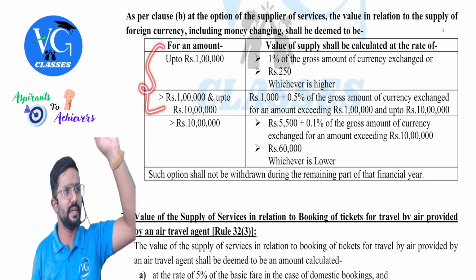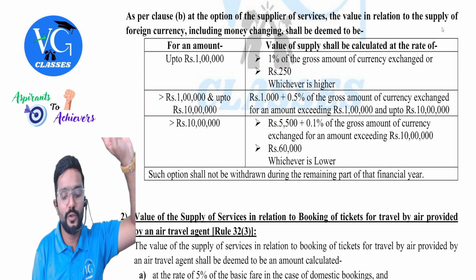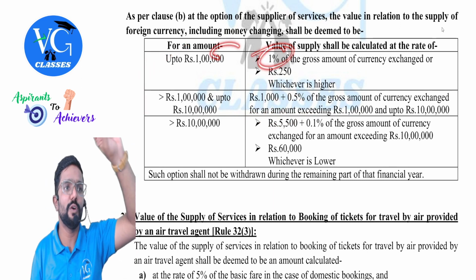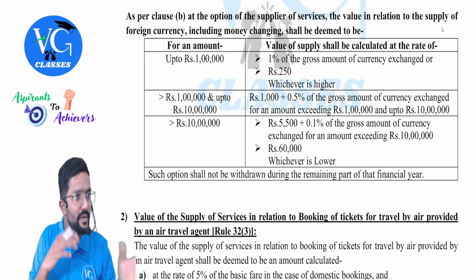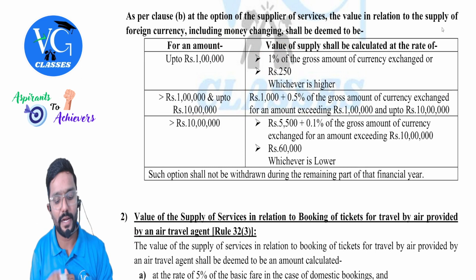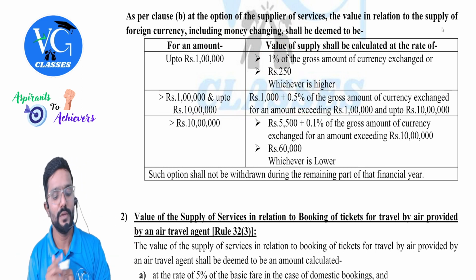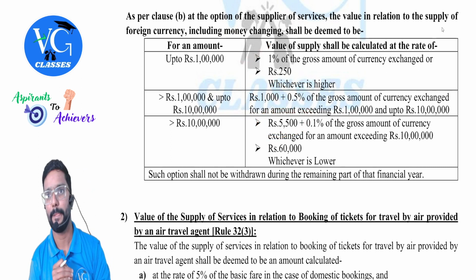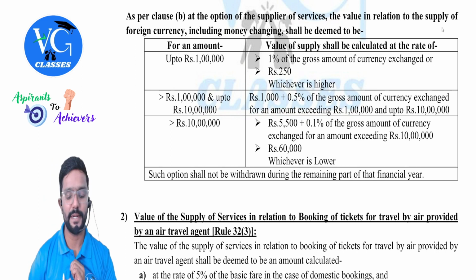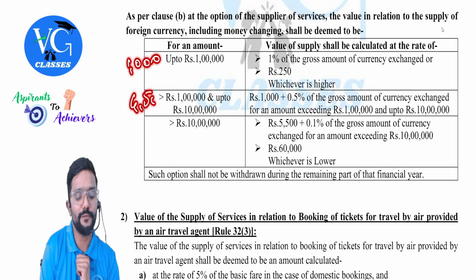The above two slabs. It is very similar to slab rates, guys. Up to 1 lakh, it is 1%, and 1% of 1 lakh comes to 1,000. Plus remaining 9 lakh is here, no? More than 1 to 10, 9 lakh. On 9 lakh, 0.5% comes to how much? 4,500. So 1,000 here, 4,500 here. Total comes to how much? Sorry, 5,500.